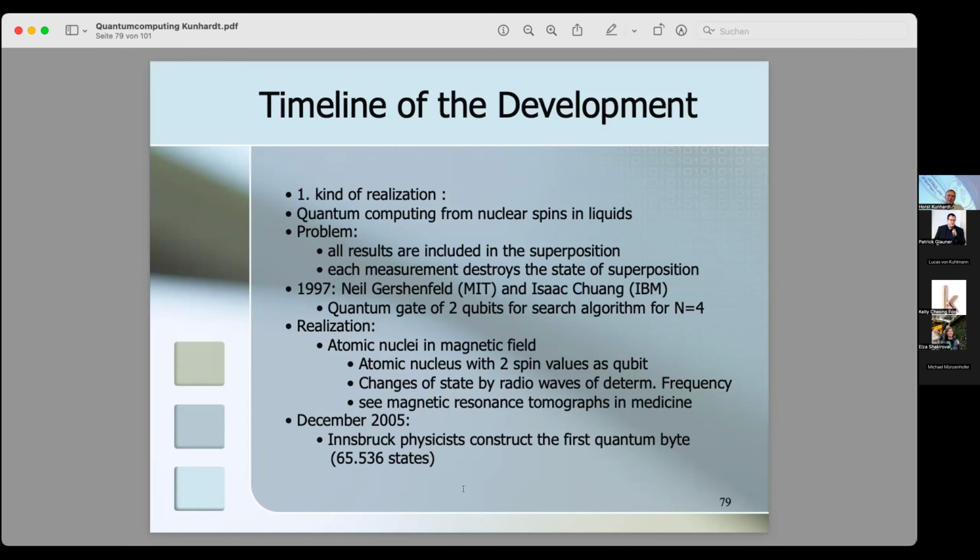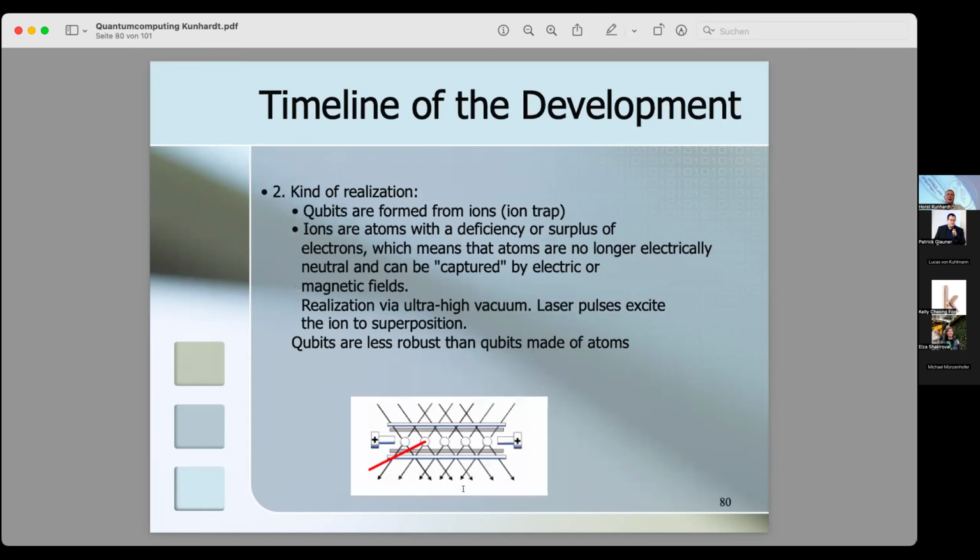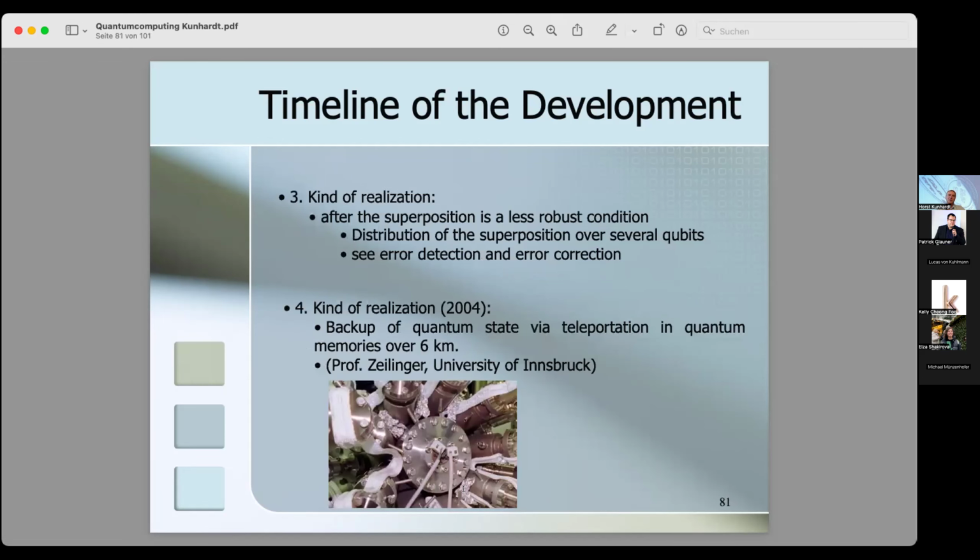The next time leap was over the year 2000. So 2005, the Innsbruck Anton Zeilinger constructed the first quantum byte. And the second kind of realization was an ion trap. I already explained what an ion trap is all about. And ion traps are still a technological line that is followed today by several companies, and even a promising approach.